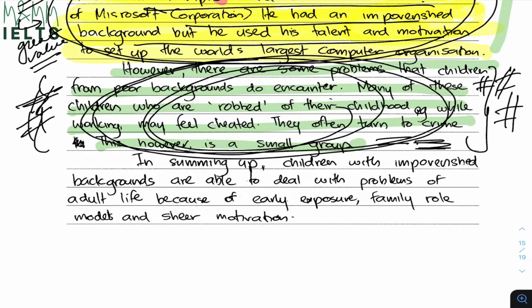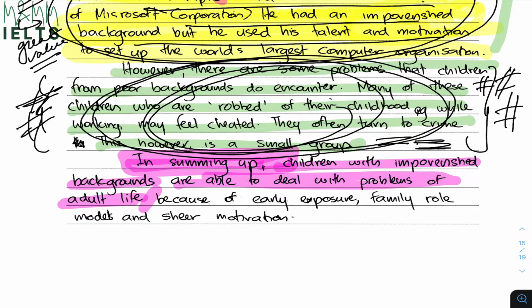And now moving on towards the last paragraph, which is the conclusion. Very important for the essay. In summing up, which means it's a conclusion, so I have to show that it's a conclusion. This is a very important word. You can write anything in conclusion, or to conclude with, anything is fine. Children with impoverished backgrounds, which is again from the essay title, just written in a different way, are able to deal with problems of adult life. Still from the essay title, written in a different way.